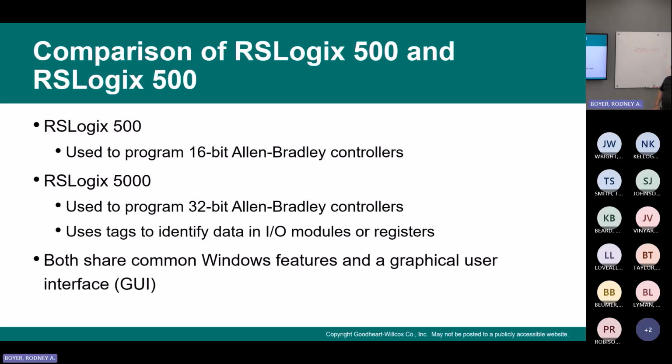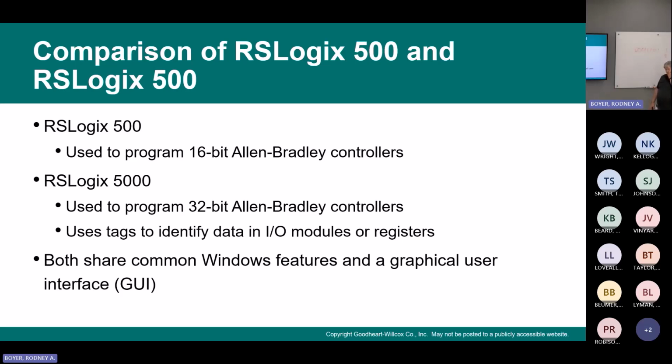Comparison of RSLogix 500 and RSLogix 5000. I just realized that that is a typo on that title. I bet I know the answer though. Probably. Entirely different. 500 is 16-bit program. 5000 is 32-bit.